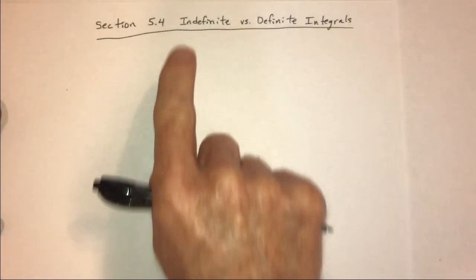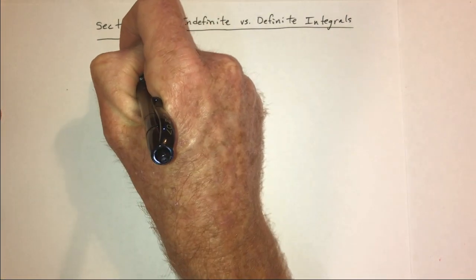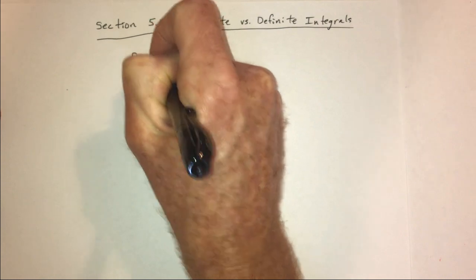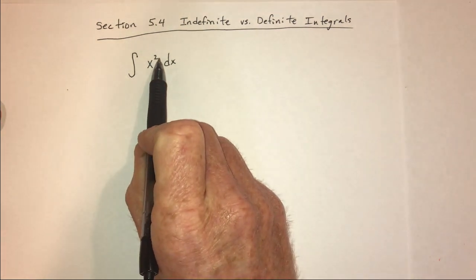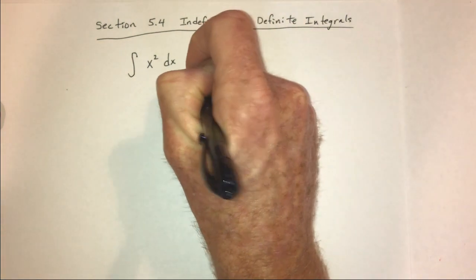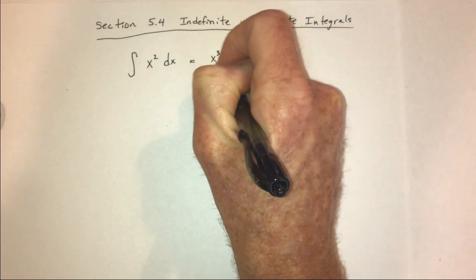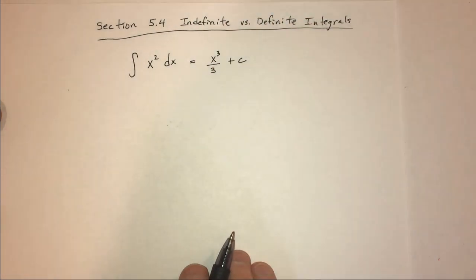Section 5.4, indefinite and definite integrals. So an indefinite integral would mean something like this. You have this question. What is the antiderivative of x squared? So you can add 1 to the exponent, that's going to be a 3, and then divide by 3. So the antiderivative is x cubed over 3, and then there would be a plus c. That is an indefinite integral.